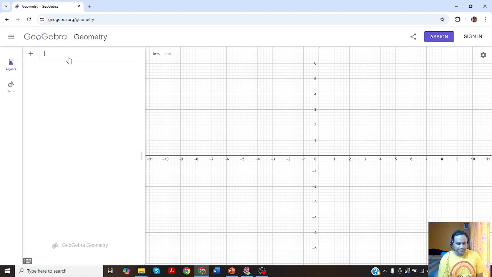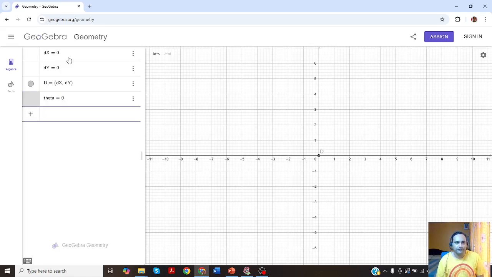Let's write that. So capital DX is equal to, let's say I'll put zeros for now, capital DY is equal to 0, capital D is equal to dx comma dy. So that is capital D point. Now I also require theta variable, I'll put it as 0. So basically you have dx, dy and theta, three independent parameters, because the degree of freedom of that UV frame or coordinate system was 3.